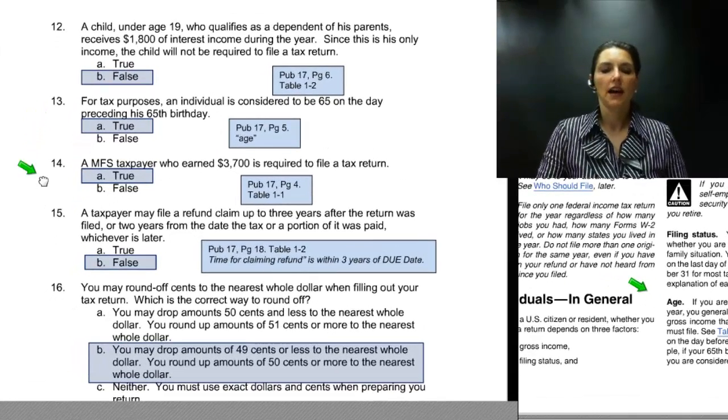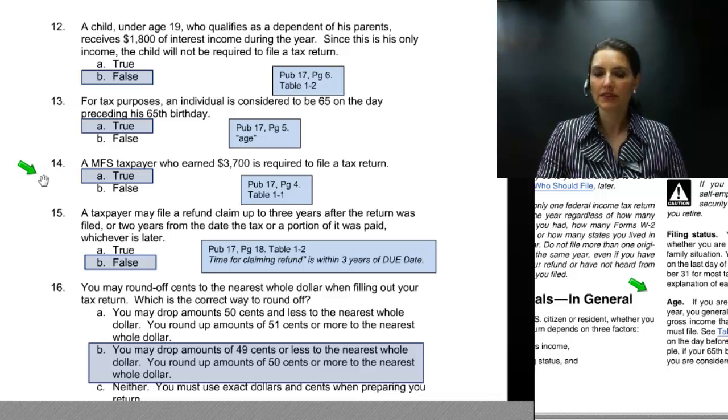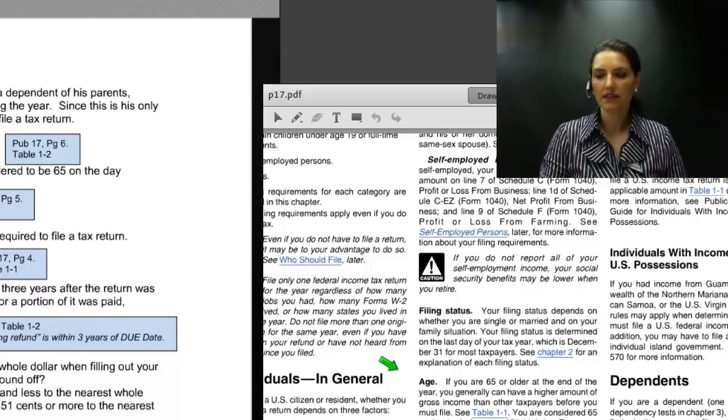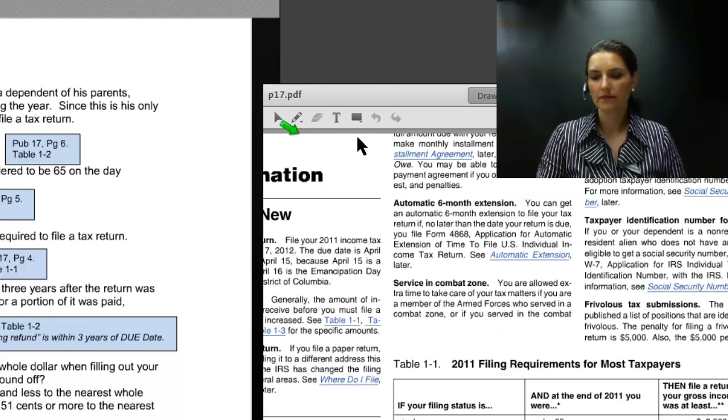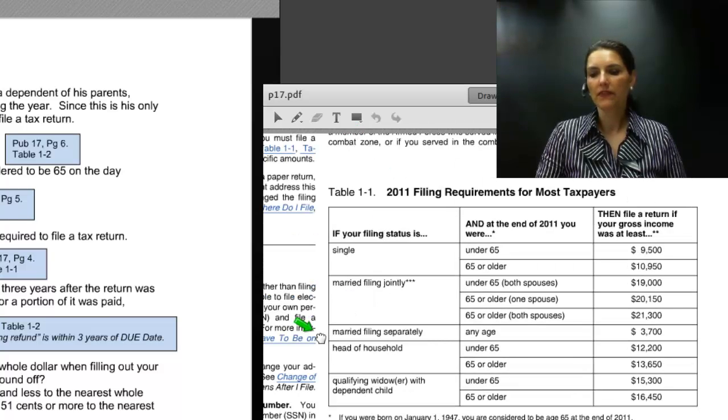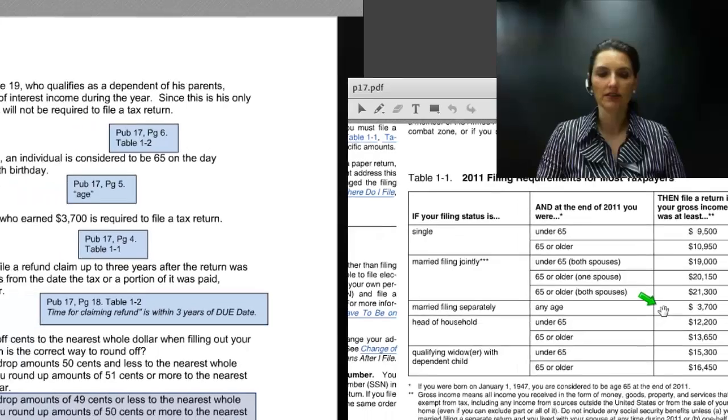Number 14, a married filing separate taxpayer who earned $3,700 is required to file a tax return. That is a true statement. We again go to Table 1-1 in Pub 17. If your filing status is married filing separately, regardless of your age, you are required to file a tax return if your income is equal to or greater than $3,700.